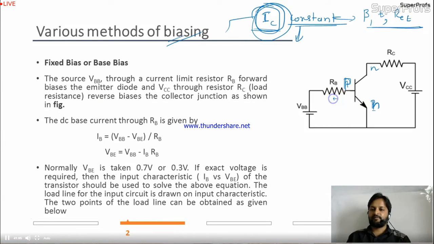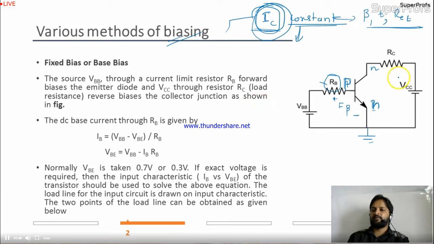Because of this, the junction will be in forward bias, because at P you are applying the positive terminal and at N it is grounded. So this is a forward bias junction. The source VBB goes through a current limit resistor RB. This is RB, the current limiter. It will control, limit the current, how much current should go inside. RB forward biases the emitter diode, and VCC through resistor RC reverse biases the collector junction as shown in the figure.